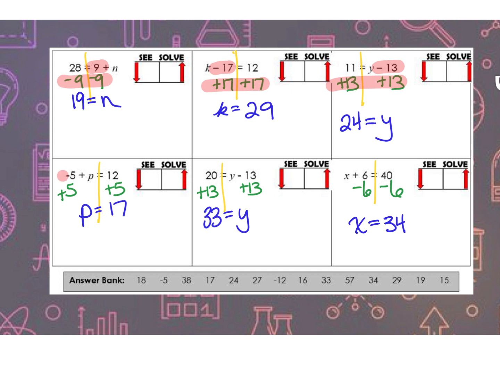Last row, the equation has a -5, so you should do +5 on both sides. The equation has a -13, so you should do +13 on both sides. And then finally, the equation has a +6, so you should have done -6 on both sides.